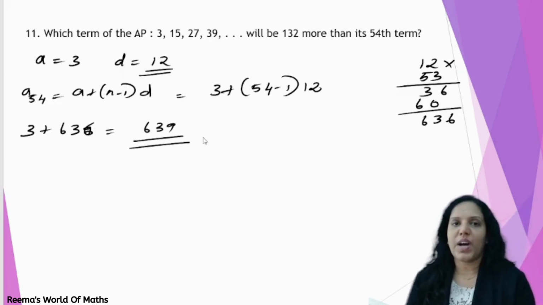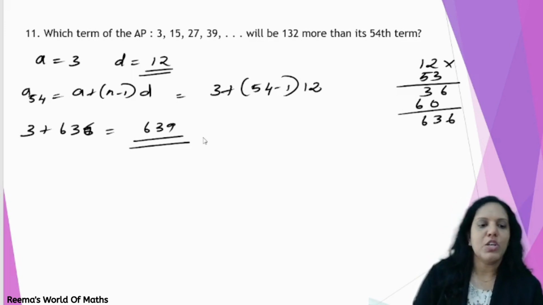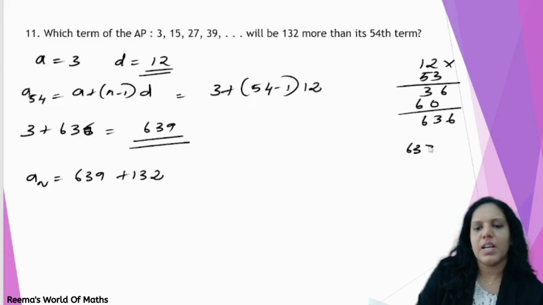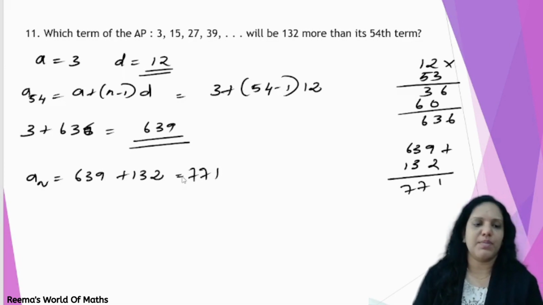Now we need to find the position of a term where it is 132 more than the 54th term. So we know the 54th term is 639. So let that an be, we don't know the n for that. So 639 plus 132 will be 771. So that is an equals 771. Let's find the position of this term.